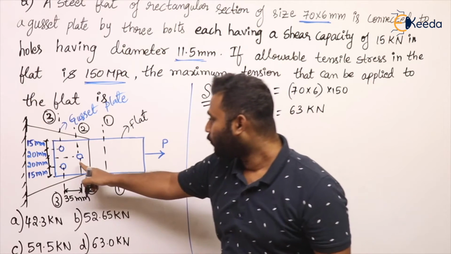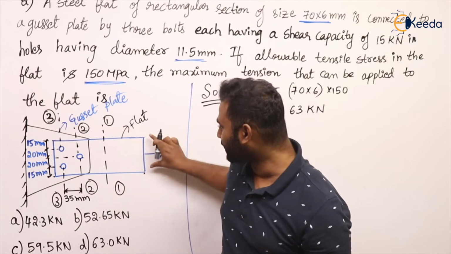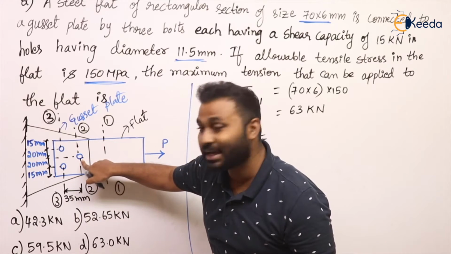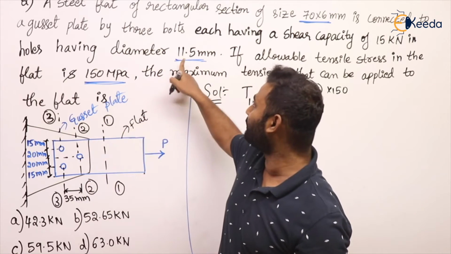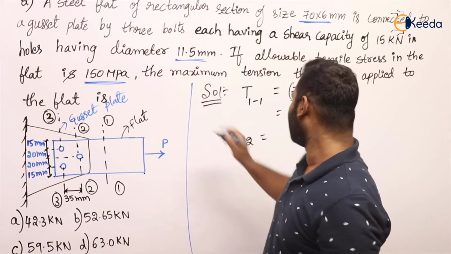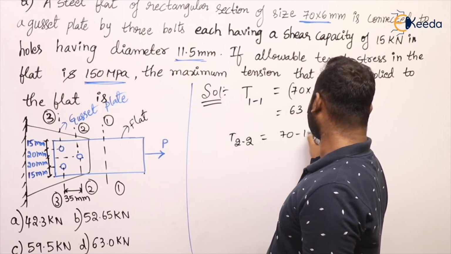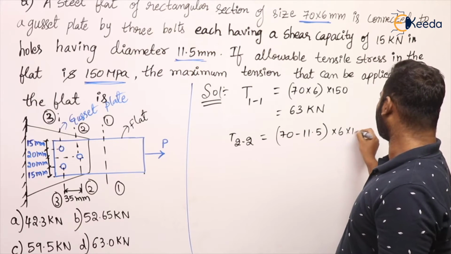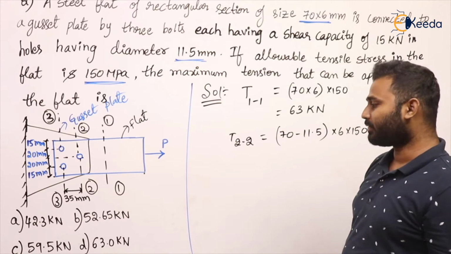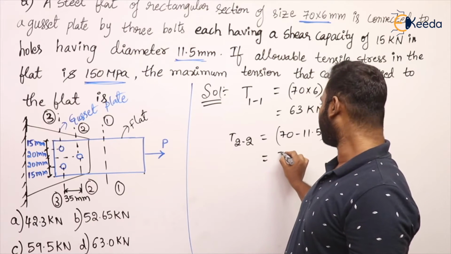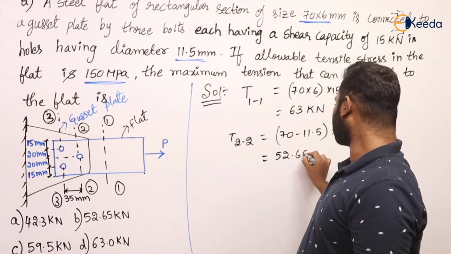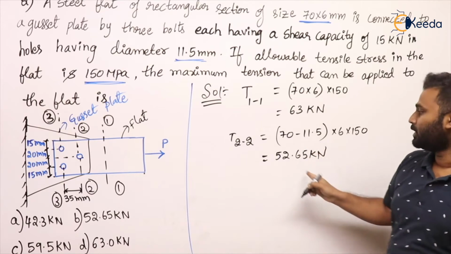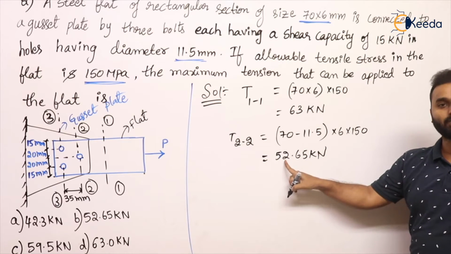Now the tension carrying capacity of the flat at 2-2. At 2-2, one hole is made. It means from the width, we need to deduct the diameter of the bolt hole, which is 11.5 mm. So from 70, deduct 11.5, into 6 and into 150. Upon simplifying, we'll get 52.65 kilonewton.